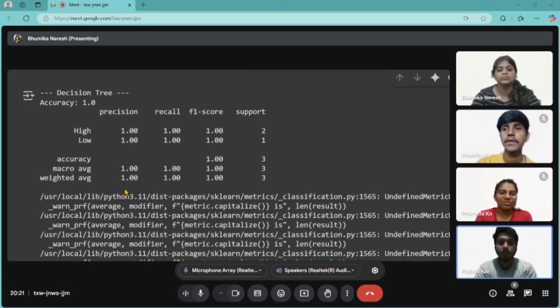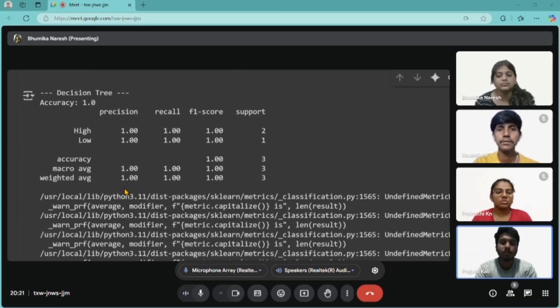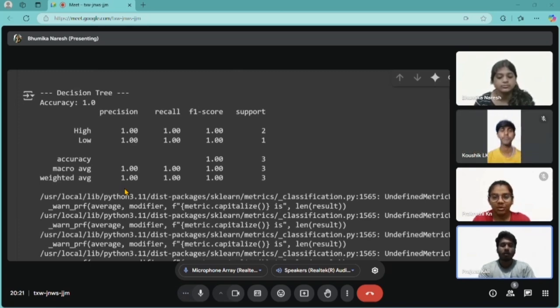Next, Naive Bayes. Same as KNN, 2 correct, 1 wrong. It also gives 66.7% accuracy. It also missed the low customer. Next, the decision tree got all 3 correct, that is 100% accuracy. It predicted both high and low customers accurately. This is our code explanation. Next, Prakruti will continue this.